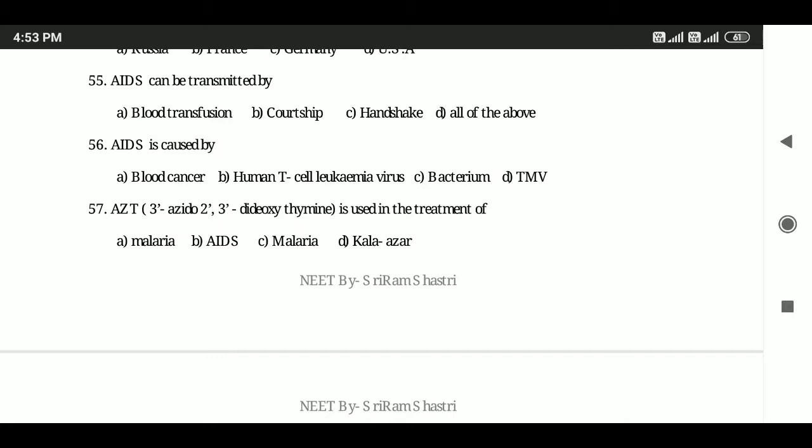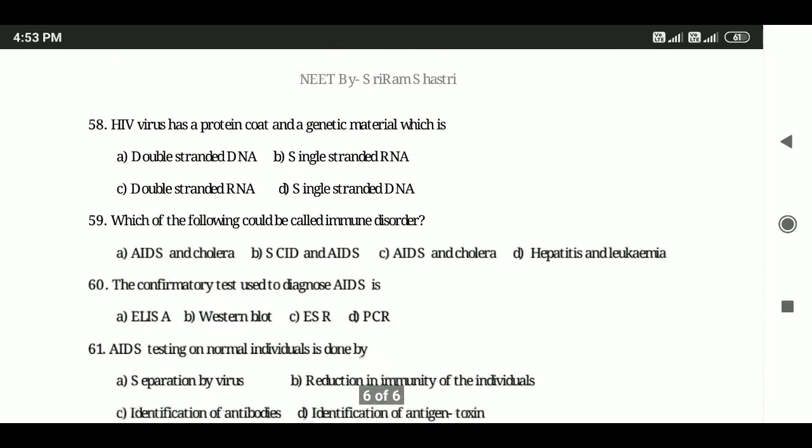AZT, that is 3-azido-2,3-dideoxythymidine, is used in the treatment of malaria, AIDS, malaria and kala-azar. So again, AIDS is the right answer. AZT is an antiretroviral medication used in treatment of retroviral diseases like AIDS.